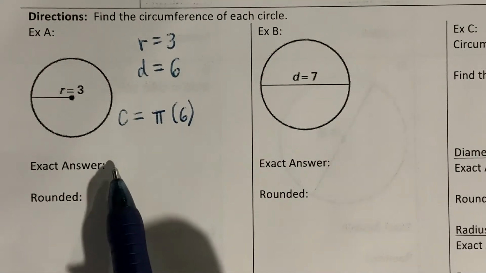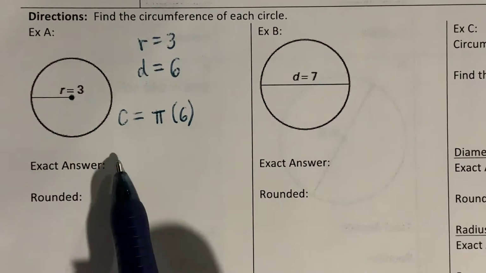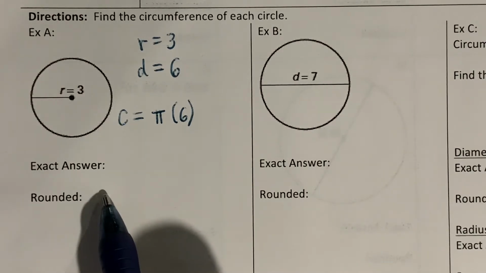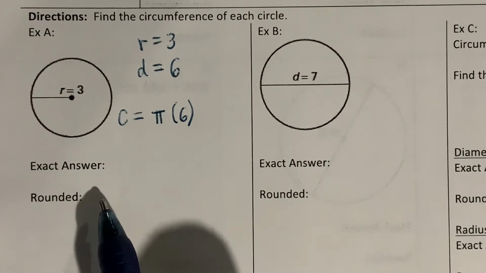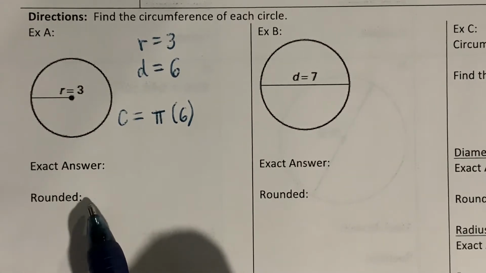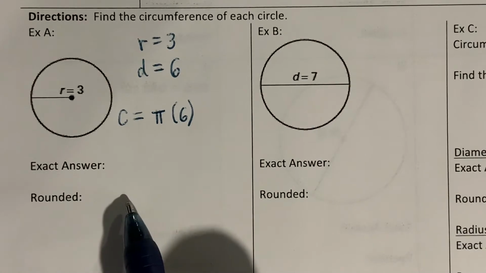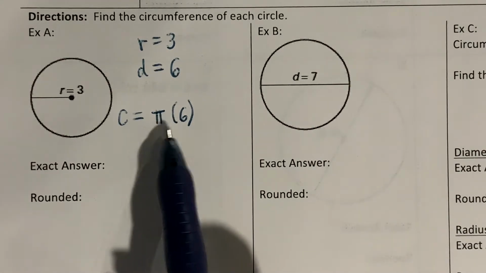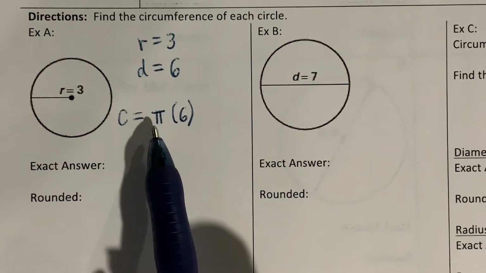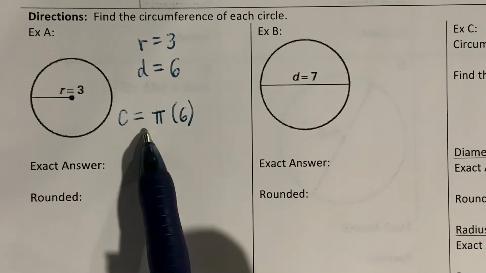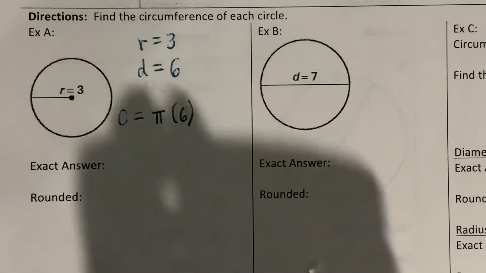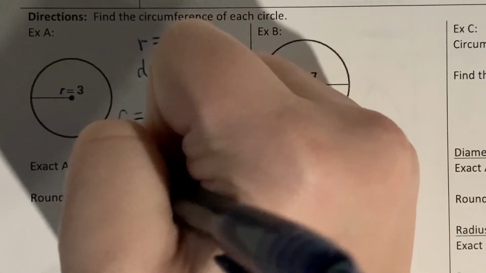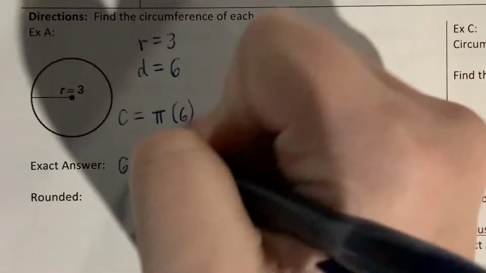And we have an exact answer and a rounded answer. The exact answer will be just using pi, and the rounded answer will be when you type it into your calculator using the pi button, and you'll often get decimals. If we get decimals today, we can round to the nearest tenth. So for my exact answer, we're going to keep pi, but instead of saying pi times 6, I'm going to write it the other way. I'm going to say 6 pi. So the exact answer would be 6 pi units.